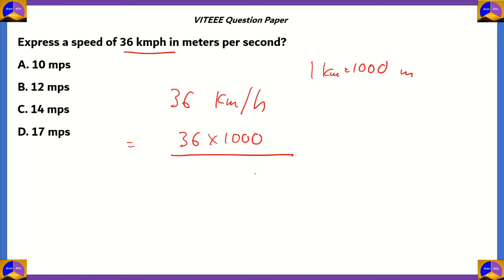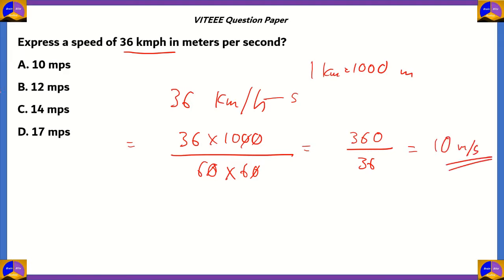And then if you were to convert the hours into seconds, then you can see that the hour is divided into 60 minutes, and each minute is divided into 60 seconds. So 60 times 60. So the zeros get cancelled, and you will get 360 divided by 6 times 6, that is 36. So 36 goes into 360 10 times. So the final answer is 10 meters per second. So that means option A, 10 meters per second, is the correct answer.